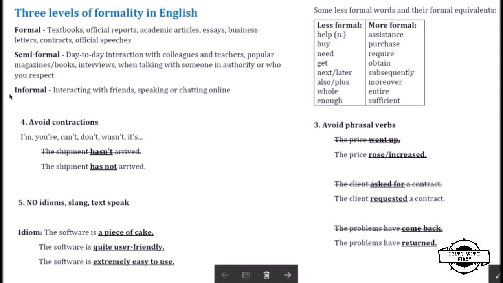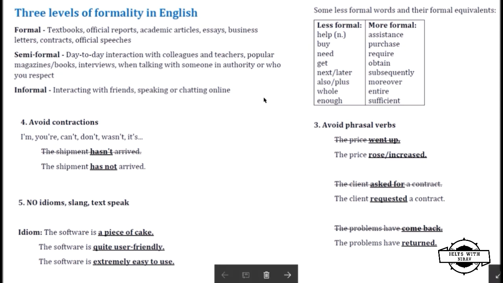And the last one is informal. In that case you are writing to your friends, your brothers or sisters, and you can write an informal letter. Later on in this video I will explain the difference between these three letters. So let's start with the first one, which is the formal letter.